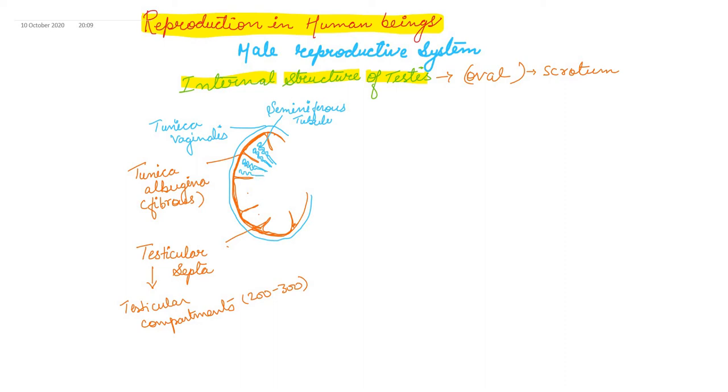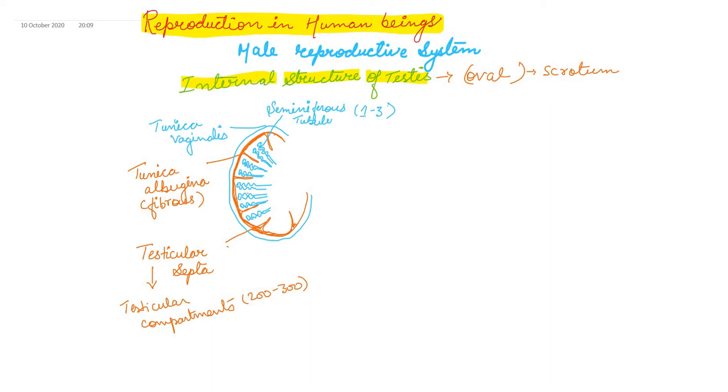As you are able to see the structure over your screen, each testicular compartment has one, two, three seminiferous tubules. Each testis has up to 900 seminiferous tubules.